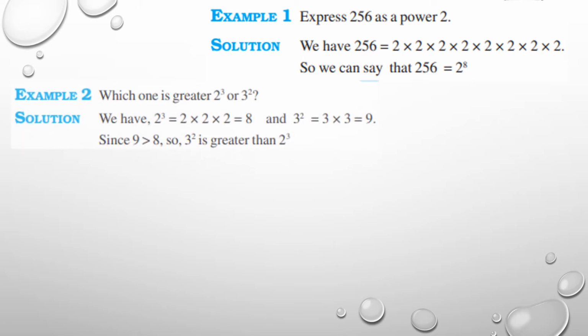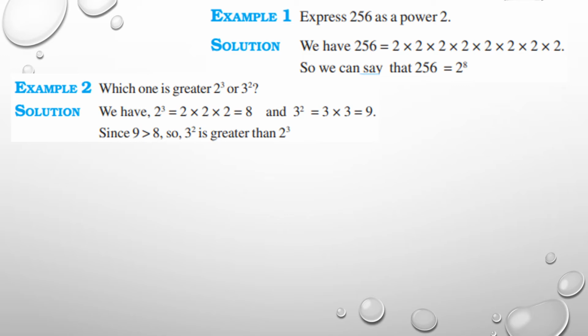Example 2. Which one is greater, 2 raised to 3 or 3 raised to 2? We know that 2 raised to 3 is equal to 2 into 2 into 2, that is equal to 8, and 3 squared is equal to 3 into 3 is equal to 9. You know that 9 is greater than 8. So 3 squared is greater than 2 cubed.